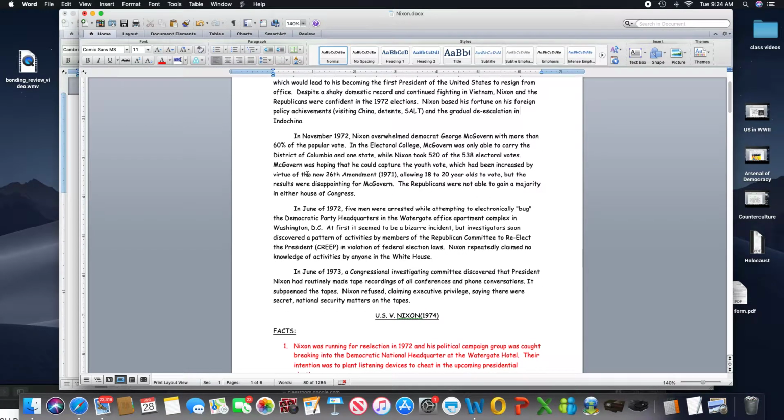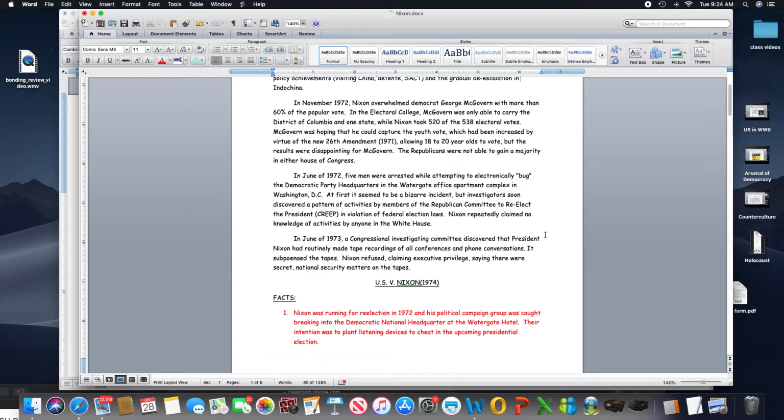At this point, we see the new 26th Amendment in effect, which allowed 18 to 20-year-olds to vote. A little historical context for that would be the Vietnam War. If the federal government is requiring that 18-year-olds go over and risk their lives for their country, they certainly should be able to vote. So they were allowed. But Nixon won a resounding victory.